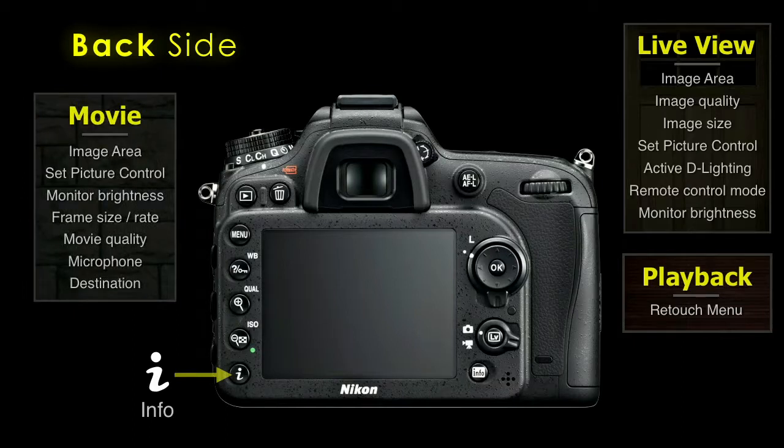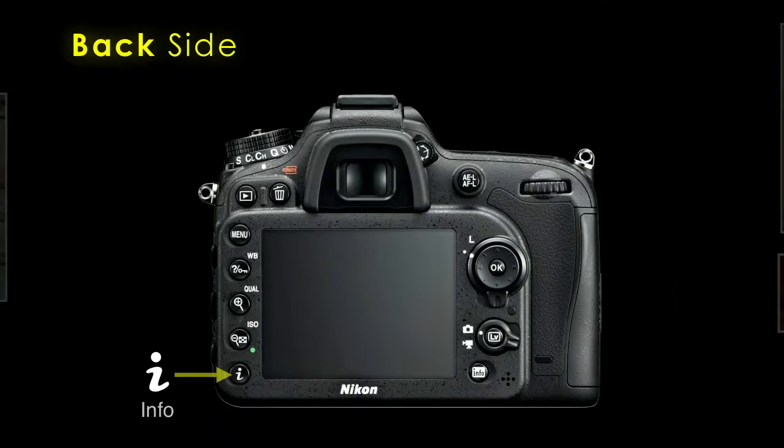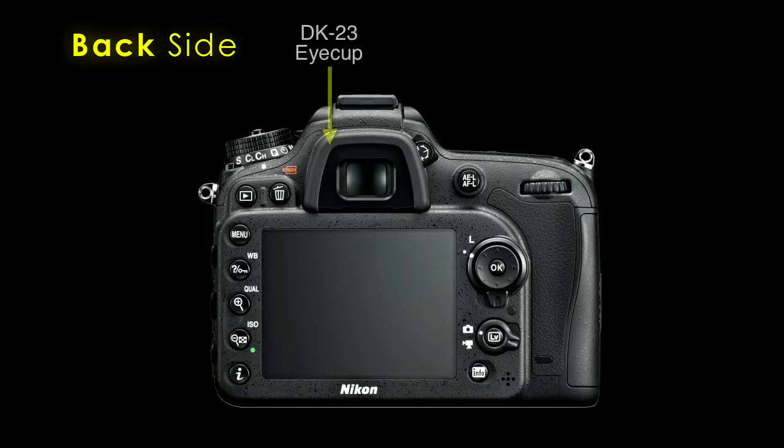And the third option is if you are in the movie mode, you can control image area and the rest of the list that you can see on screen here. All of these things are things that you can change in the menu setting. It's just that the I info is a shortcut to going in and changing these. And so we'll talk about these features in due time.